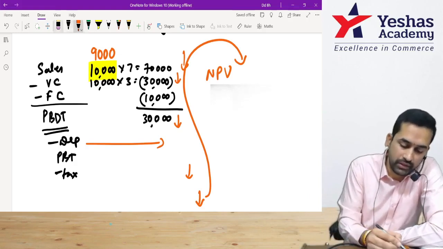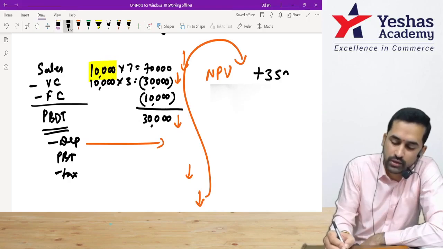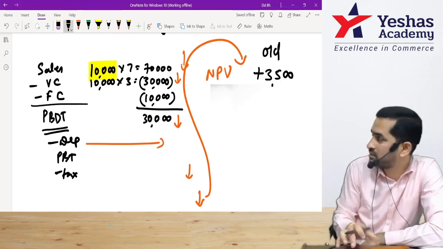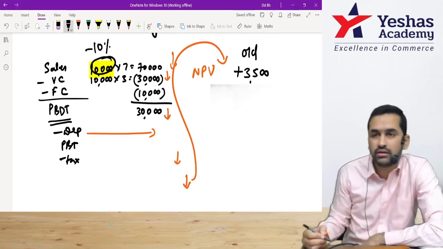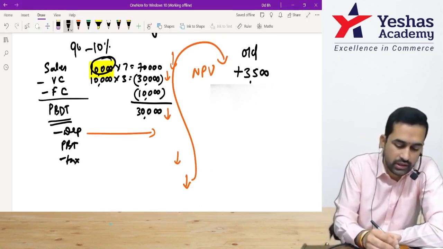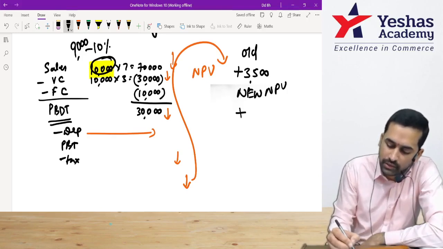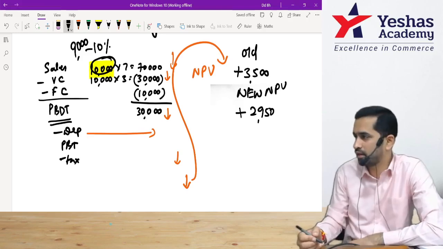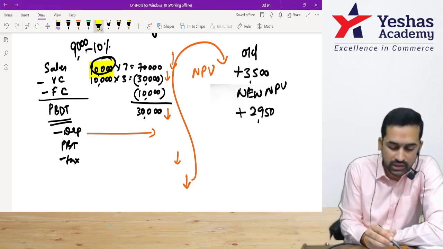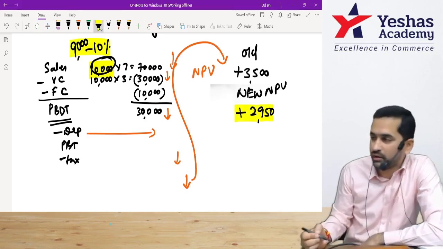Imagine old NPV with 10,000 units was positive 3,500 rupees. Old NPV, or base NPV. Now if this 10,000 goes down by 10%, say sales quantity is now 9,000, your new NPV will surely be less than 3,500. It may be 2,950. We don't know. When we work it out, we will get to know. Which means if one number changes in your estimation, it will surely impact your NPV.